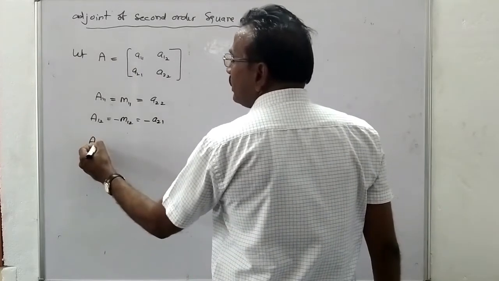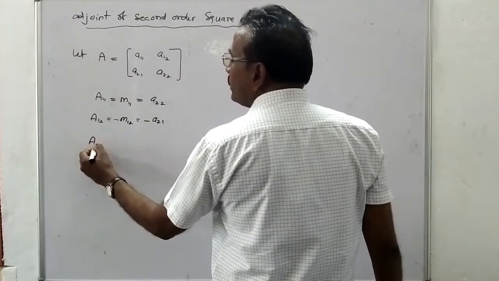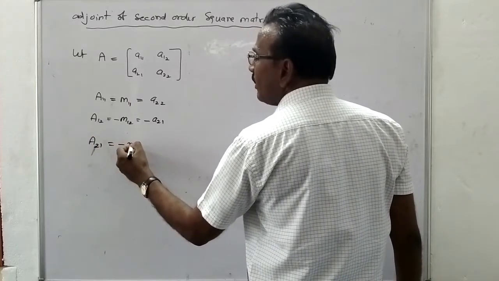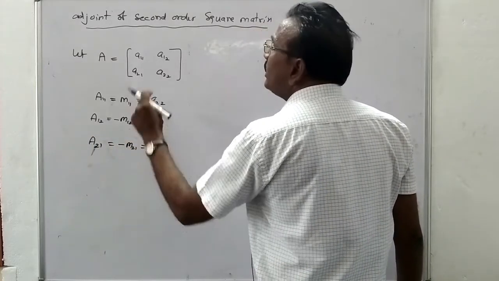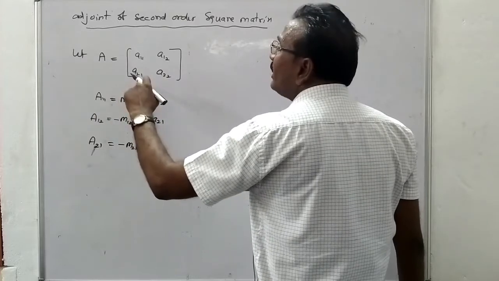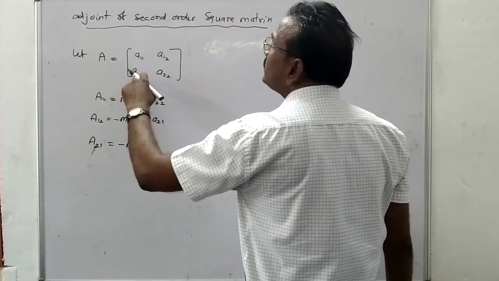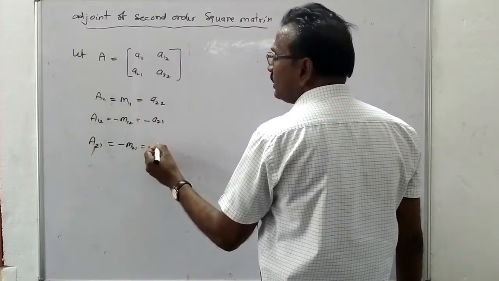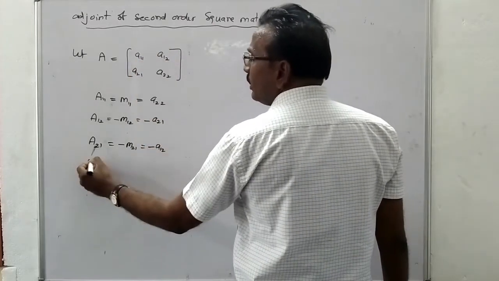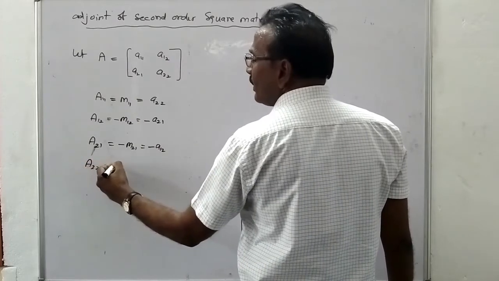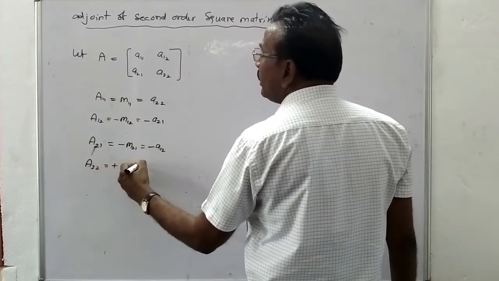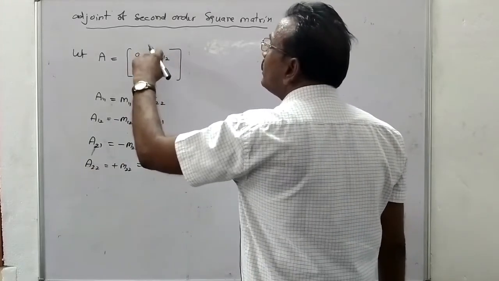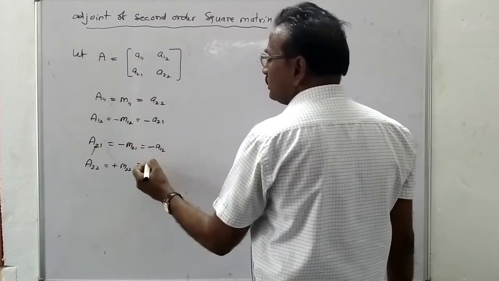Next A21: the sign is minus 1 to the power of 3, that is minus, times M21, the minor of A21. The minor of A21 is obtained by deleting the second row and first column, and the determinant of one element is itself, that is A12. Similarly for A22, the sign is plus M22. M22, the minor of A22, is obtained by deleting the second row and second column, that is A11.